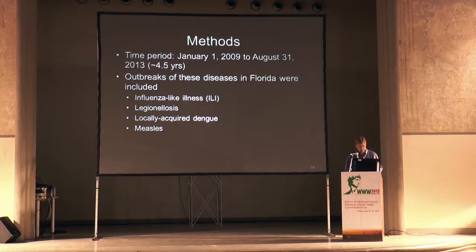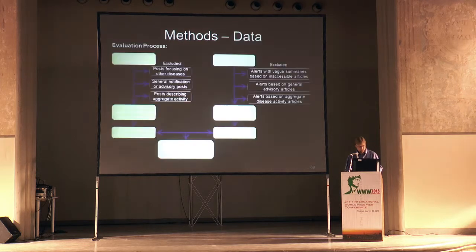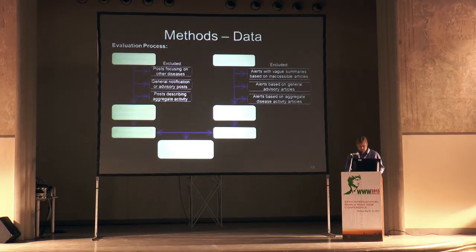So we chose outbreaks that occurred between January 1st, 2009 to August 31st, 2013, about 4.5 years in total. The diseases we included were ILI, legionellosis, locally acquired dengue, and measles. To extract the data for this evaluation, we queried both EPICOM and HealthMap.